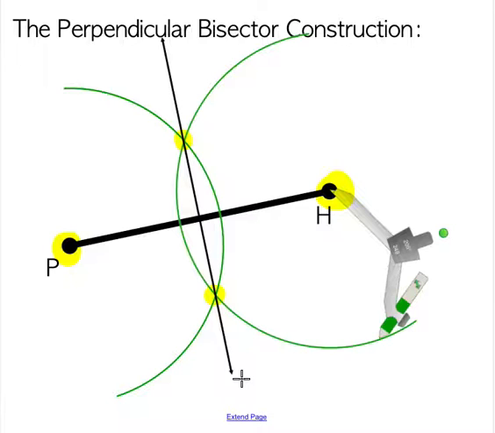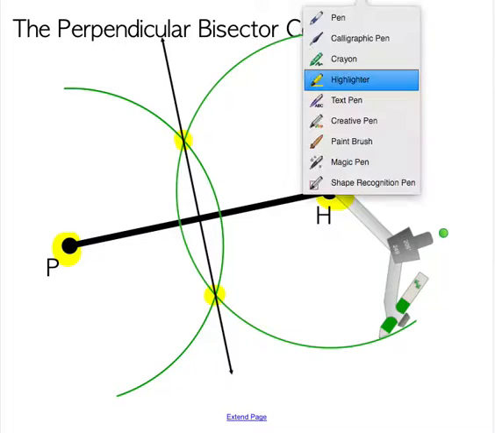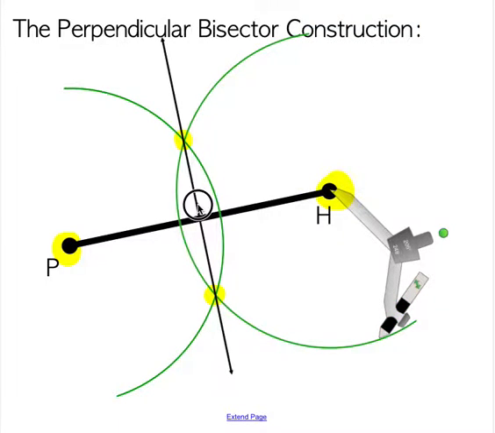So this line is called the perpendicular bisector because it not only is perpendicular to the original line segment, it creates a 90-degree angle, but it also cuts the segment into two equal parts. So the distance from P to the middle, I'm going to call it M, the midpoint, is the same as from M to H.